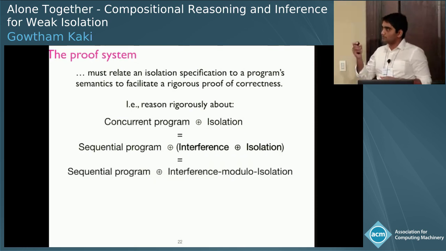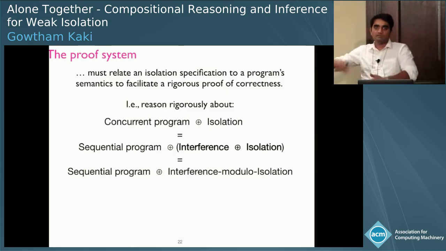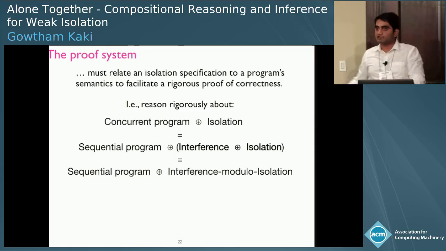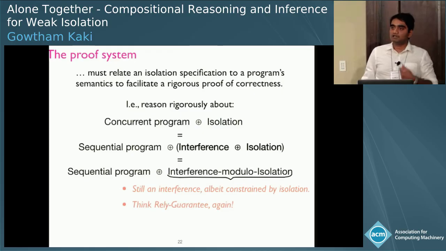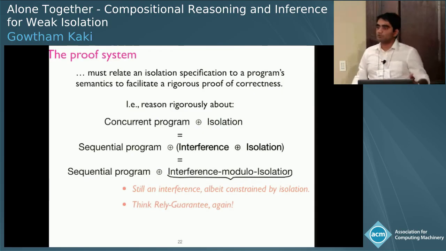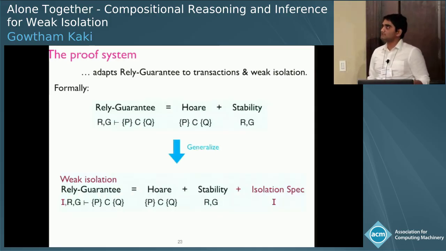So as a result, we can reason about the combination as the combination of a sequential program and interference modulo isolation. Interference modulo isolation is simply interference constrained by a certain isolation characteristic. So it is still an interference, which means we can still use rely-guarantee style reasoning to reason about the composition. The proof system in fact adapts rely-guarantee to transactions and weak isolation. More formally, it extends the rely-guarantee reasoning with one component, which is the isolation specification. So I here denotes the isolation specification.